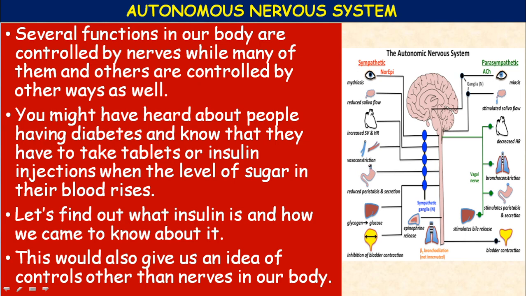vasoconstriction, relaxed stomach or reduced peristalsis and secretions, relaxed stomach, intestine, and urinary bladder. Okay, inhibition of bladder contraction, relaxed urinary bladder, and decreased secretion of gonads also. Even the liver: action on glycogen to release glucose, converting glycogen into glucose. These are some of the important functions of the sympathetic nervous system.